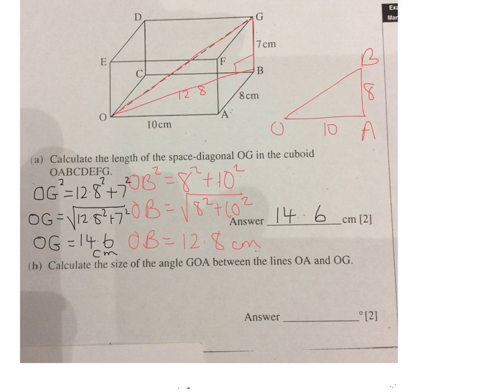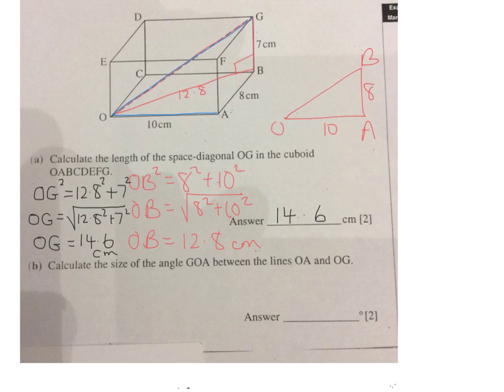So at that point then we're ready to go on and look at part B, and part B says calculate the size of the angle GOA between the lines OA and OG. So using this blue pen I'm just going to look at what we're trying to find. We're trying to find the size of the angle GOA between this line OA and this line OG.